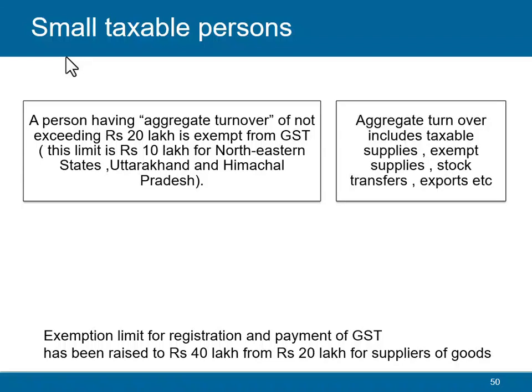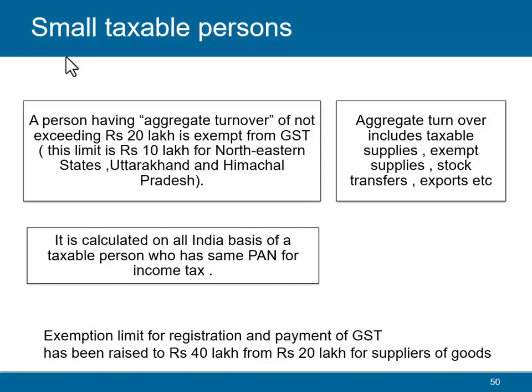Okay, and because there are certain more, the aggregate turnover includes taxable supplies, exempt supplies, stock transfers, exports, etc. So all your sales will be counted to calculate the 20 lakh rupees limit. It is calculated on all India basis and of a person who has the PAN for income tax. So it is for aggregate and it is calculated on all India basis of a taxable person.